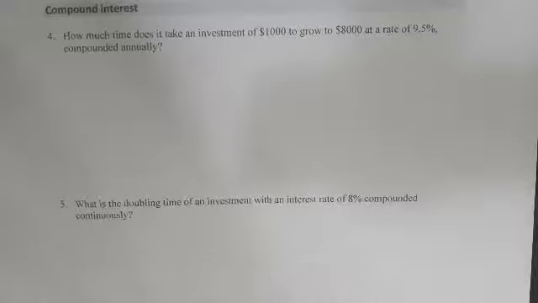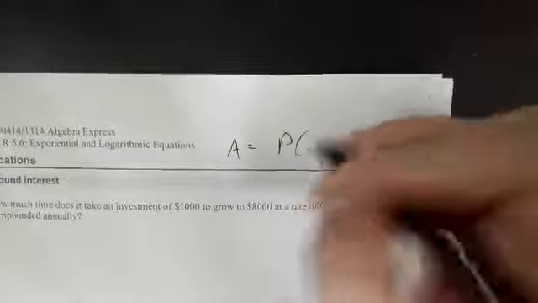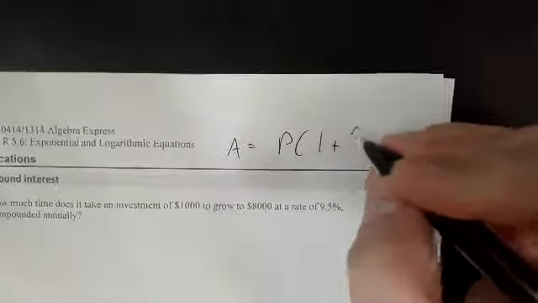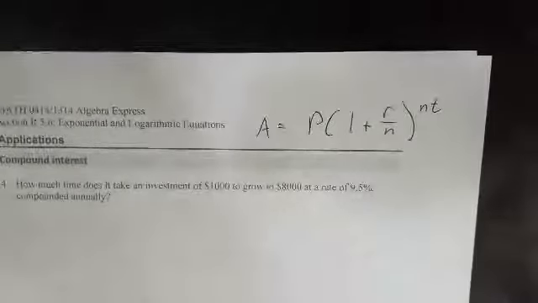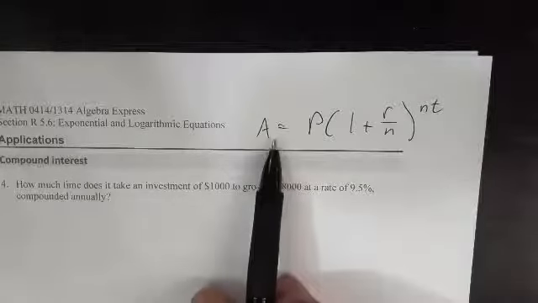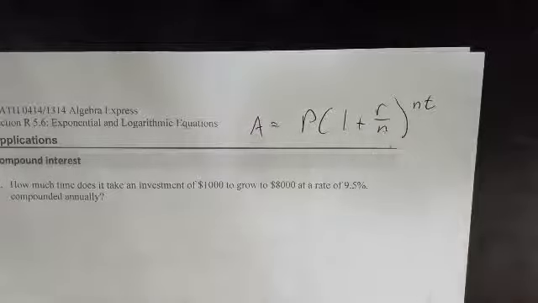Oh, compound interest now. So we have to remember what our compound interest formula is. How much time does it take an investment of 1,000 to grow to 8,000 at a rate of 9.5% compounded annually? If you don't remember the formula, it might be a bit difficult, but it should look something along those lines, where P is the principal, A is the accumulated amount, 1 is the number 1, R is our interest rate as a decimal, and N is the number of compounding periods per year.